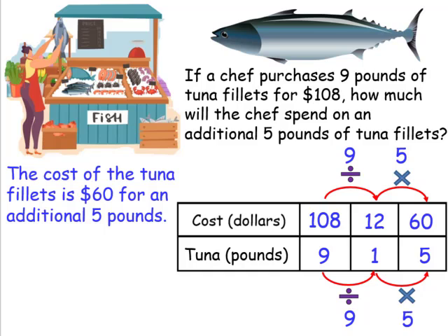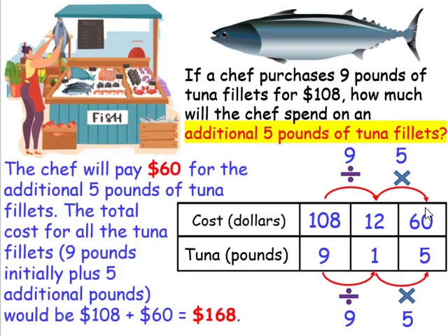But this question can be a bit dangerous if you're not reading the instructions well. We stated an additional 5 pounds of tuna fillets, but they could have asked for the total cost. In this case, $60 is correct, but be careful: if they wanted the total cost, it wouldn't be 60. The chef will pay $60 for the additional 5 pounds of tuna fillets. The total cost for all the tuna fillets is the 9 pounds initially purchased plus the 5 additional pounds. This would be 108 plus 60, which is 168. But for our question, 60 is the correct answer. We only wanted to know the additional 5 pounds, not the total amount the chef is paying for tuna on this particular day.